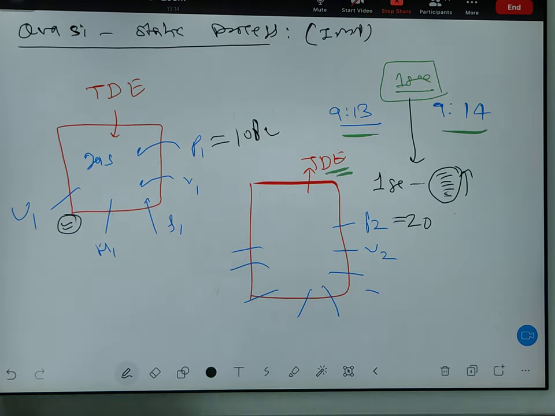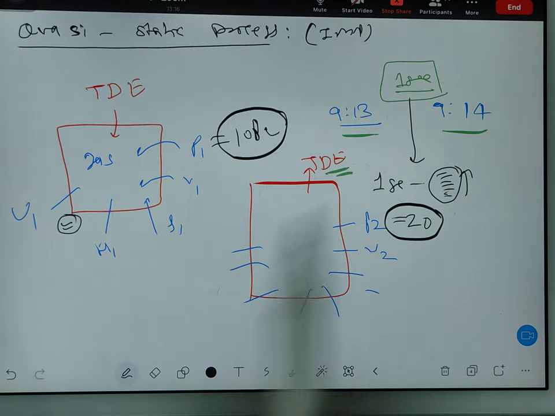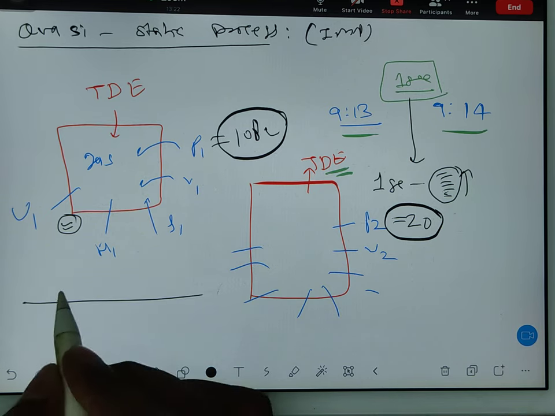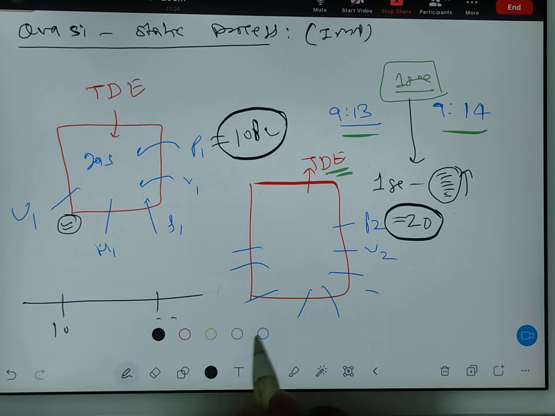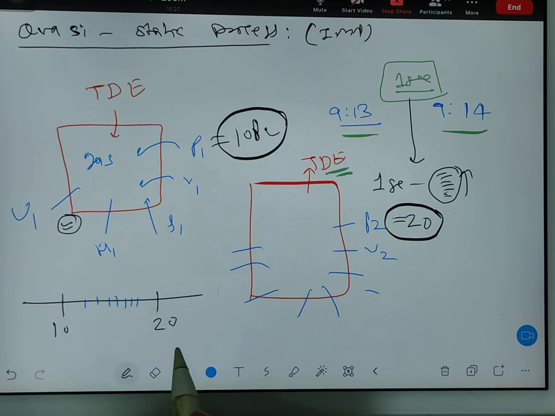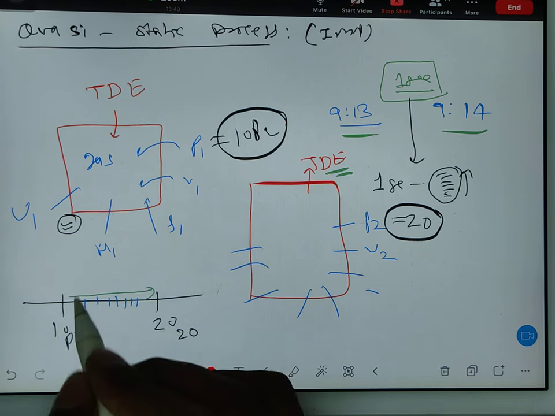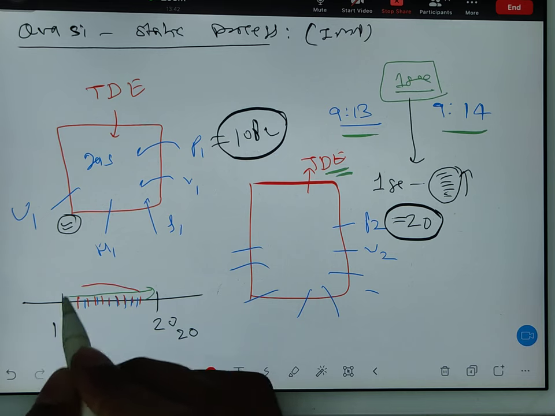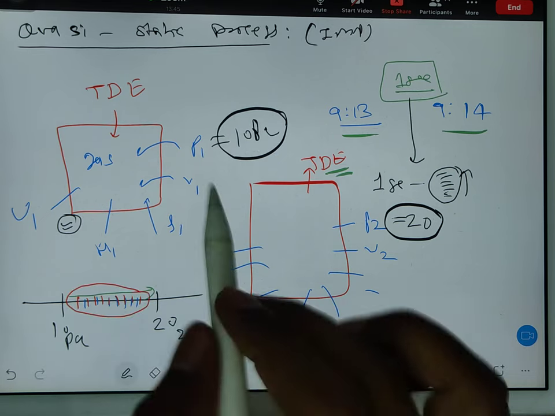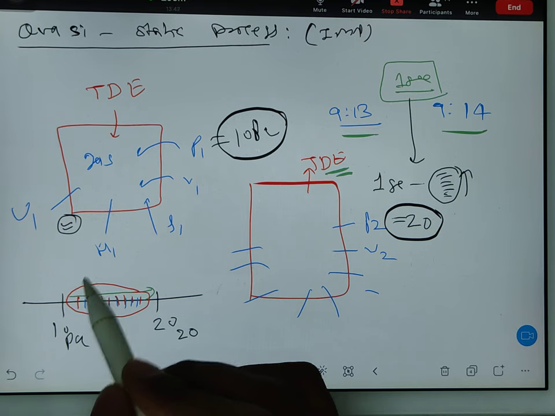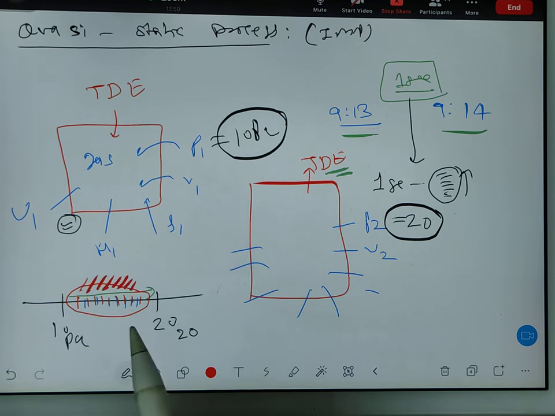Now my point is, directly from 10 to 20 I cannot come, correct? Because on the number line, if here you have 10 and here you have 20, in between you have so many numbers. Integers are also there, decimal numbers are also there. So my pressure going from 10 Pascal to 20 Pascal will go through these numbers. So when I was passing through every number, was I maintaining thermodynamic equilibrium or not?